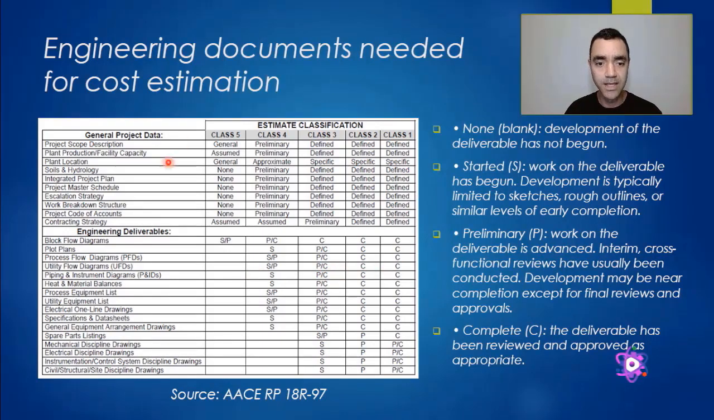And this table here, you need to read in this way. Considering that you have this engineering documentation available, you are able to reach a class 1 cost estimation. You will not define that the cost estimation is class 3 and then do the documentation. You have the documentation, and your cost estimation can reach the class defined here.